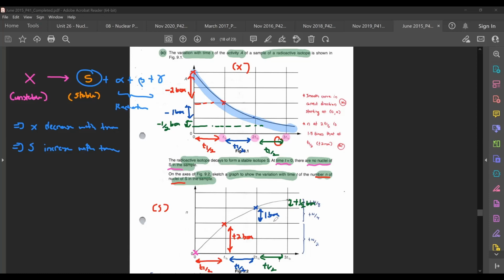Whereas this one here was plus 1 box. Let me just get rid of this. Sorry. This one here was plus 1 box. Okay. So now you have the complete picture of your graph already. You just join the points together, you will get this. Okay. So that's for this particular question.